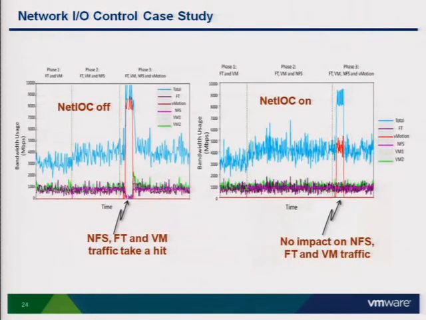This is another graphic representation of the same. Notice on the left that the vMotion traffic spiking up has starved the NFS, FT, and VM traffic. And notice on the right that the vMotion traffic doesn't spike as much, leaving the NFS, FT, and VM traffic with a reasonable amount of bandwidth. The throughput is comparable as well. So this is work conserving.